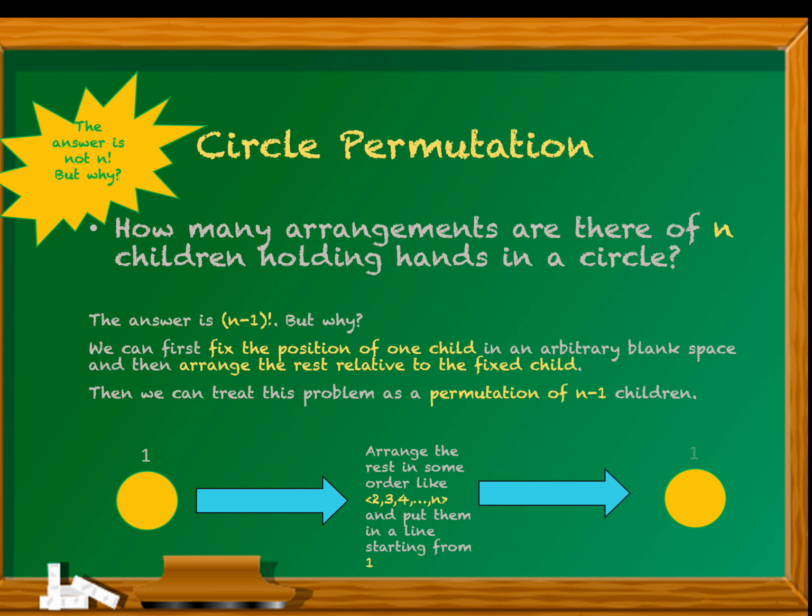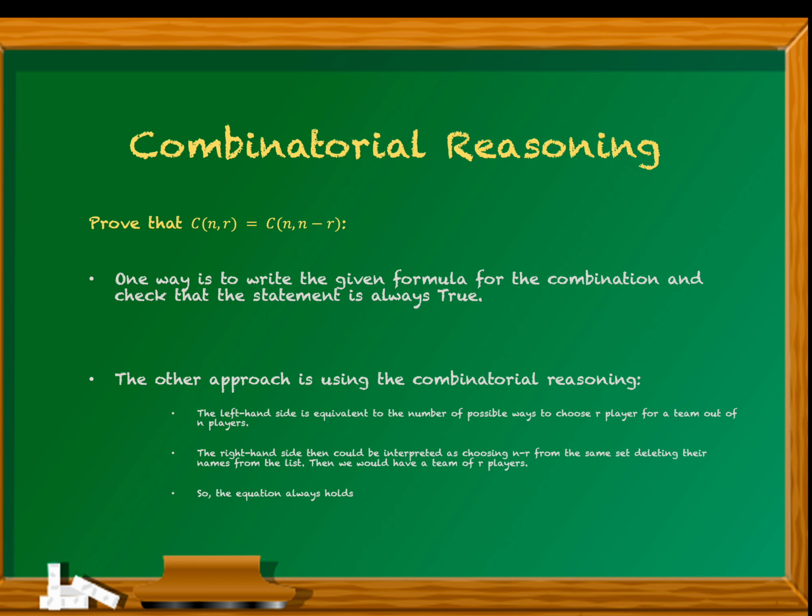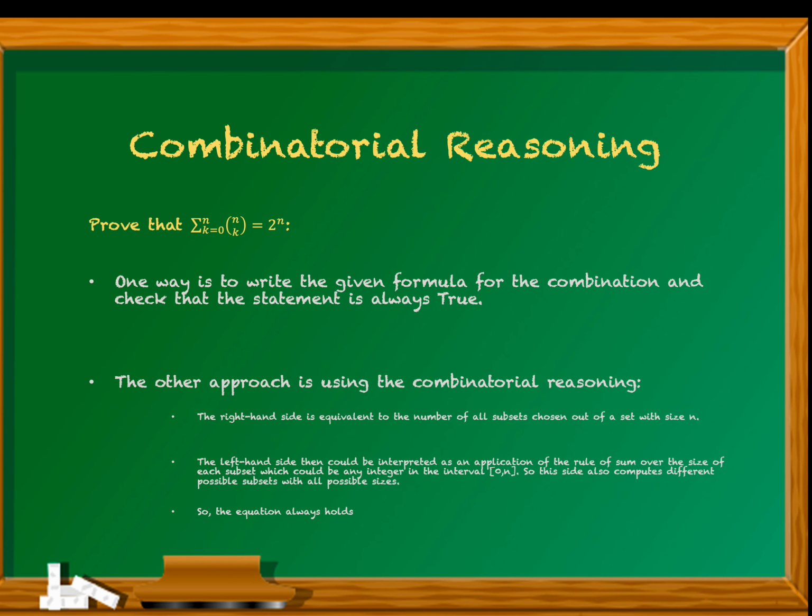And after introducing the counting algorithm and proving that it is equal to n minus 1 factorial, we go with the combinatorial reasoning, which is the most important part and the ultimate goal of this great math course. And it is the art of counting without counting, or the art of proving combinatorial statements without getting our hands dirty. And here again, we give some famous statements.